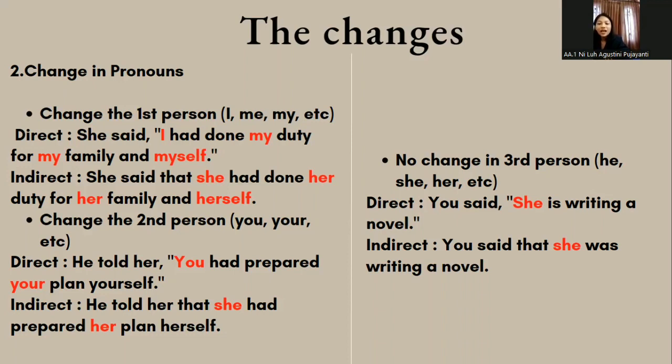And next, change the second person, like you, your, etc., according to the object of the reporting verb. For example, he told her, "You had prepared your plan yourself." So indirect speech will be, he told her that she had prepared her plan herself. And last, no change in third person, like he, she, her, etc. So the example is, you said, "She is writing a novel." So indirect speech will be, you said that she was writing a novel.